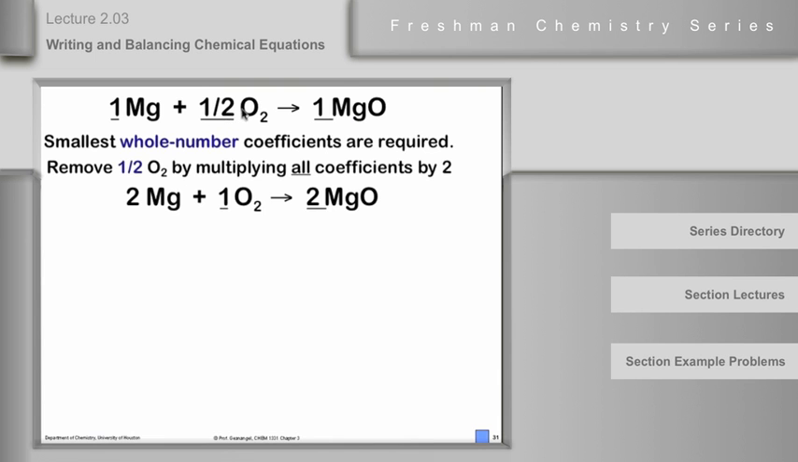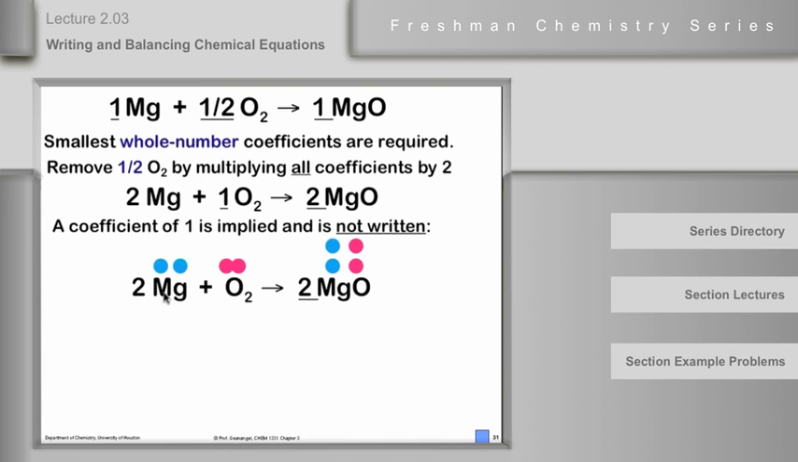So if we multiply this by 2, the 1/2 becomes a 1, the 1 becomes a 2, the 1 becomes a 2, and we are home free, except that we need to get rid of this 1 here. We don't put it in. It's understood. And so the balanced chemical equation would be 2Mg, here are the 2Mg atoms in blue here, if you wish, plus O2, the pair of oxygen atoms in the O2 molecule here, goes to 2MgO, and there's 2 Mg's and 2 O's in there.